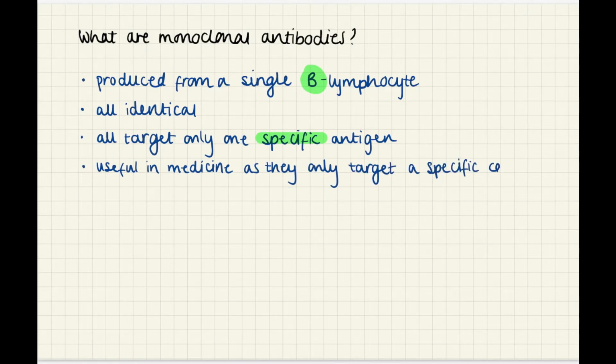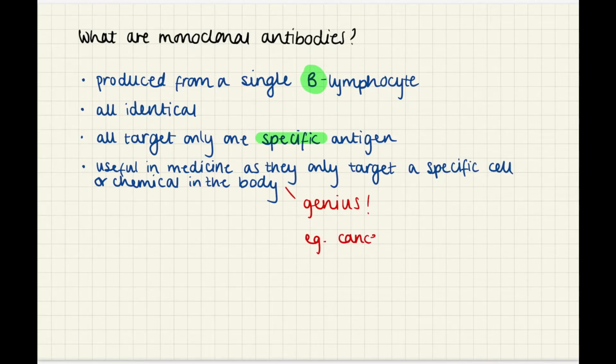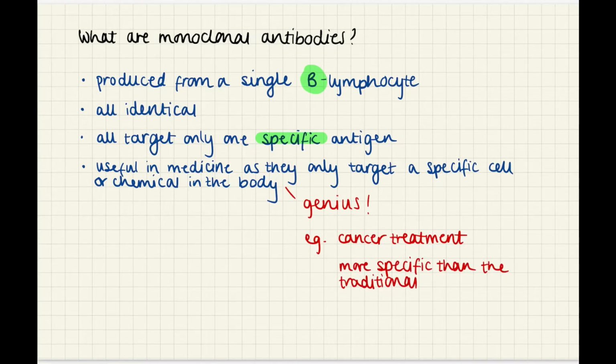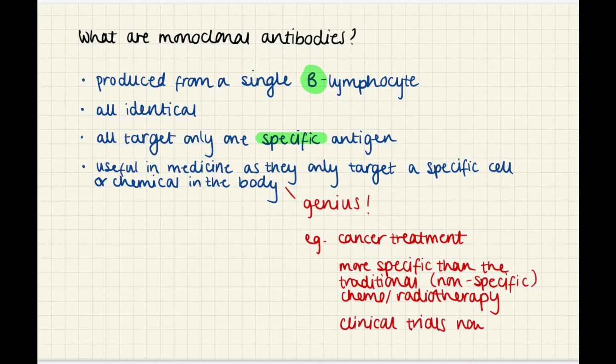So, for example, in cancer treatment, traditional cancer treatments include chemotherapy or radiotherapy, and these don't just target cancer cells but also healthy cells as well, which is why they cause quite nasty side effects. But if you could attach a drug to a specific antibody, then it would only target the cancer cells. So lots of monoclonal antibodies are actually in clinical trials right now.